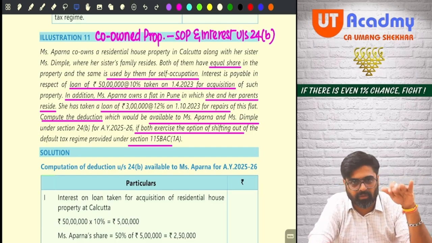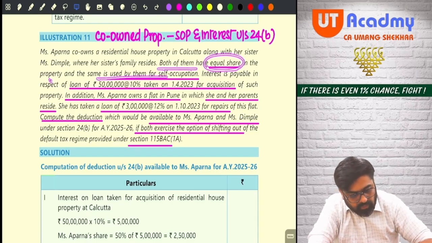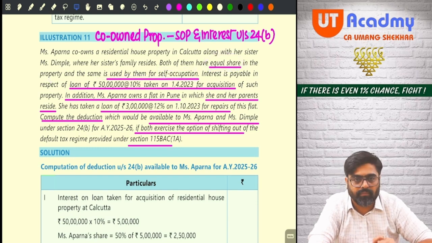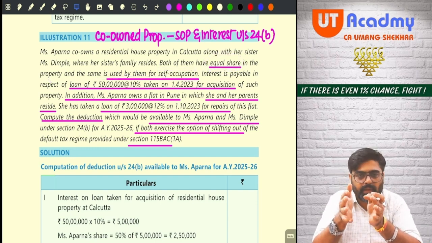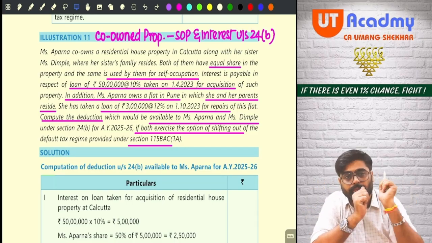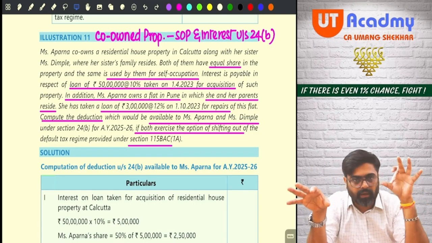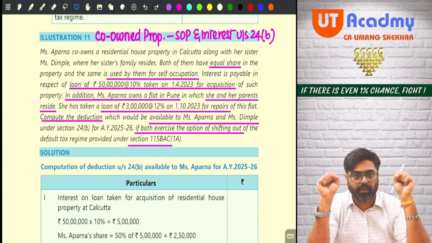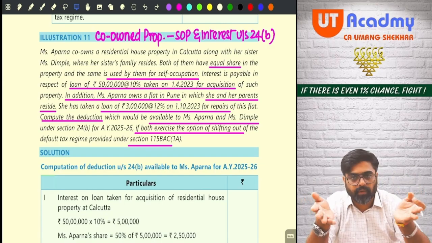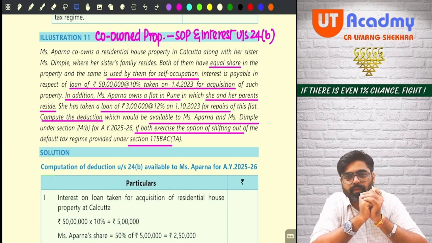So that is SOP. Okay. Now, both of them have equal share in the property and the same is used by them for self-occupation. Meaning that Calcutta property half portion belongs to Aparna and half portion belongs to Dimple. And both of them, Aparna and Dimple, both are occupying the property, their respective part as self-occupied. So this is SOP for Aparna, this is SOP for Dimple. Understood?